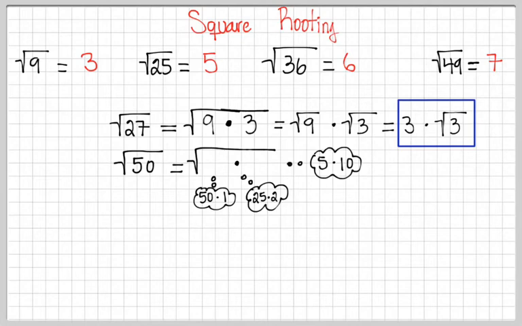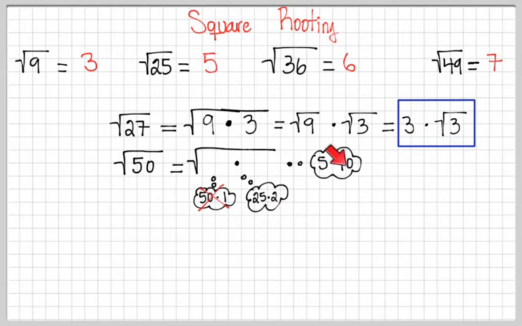And now what I want to see is which of these sets of factors has a perfect square. So 50 is definitely not a perfect square, so this is not going to help us at all. So this guy's gone. 25 and 2, 25 is a perfect square, so that's going to help us.